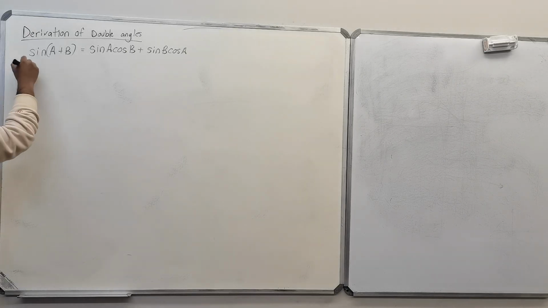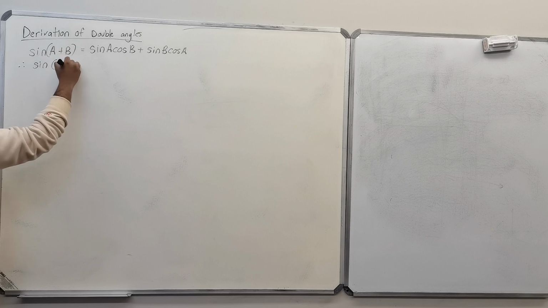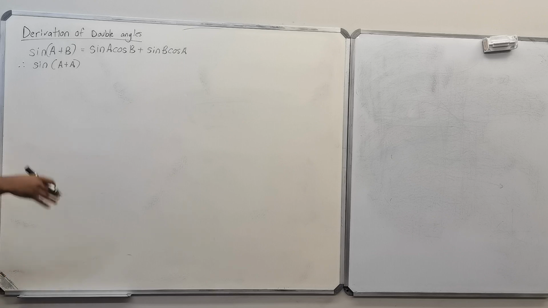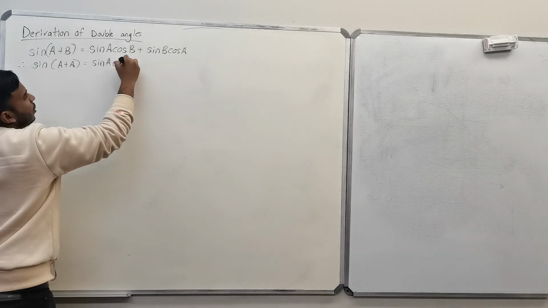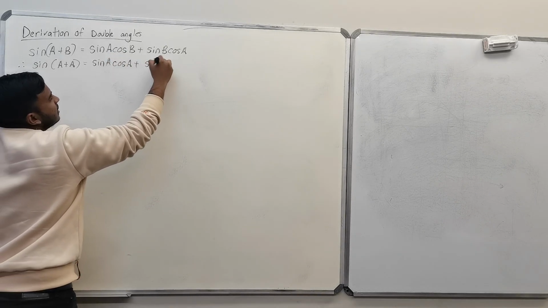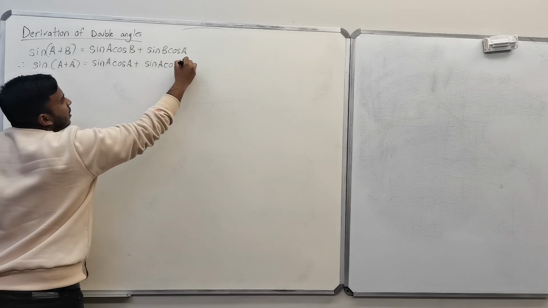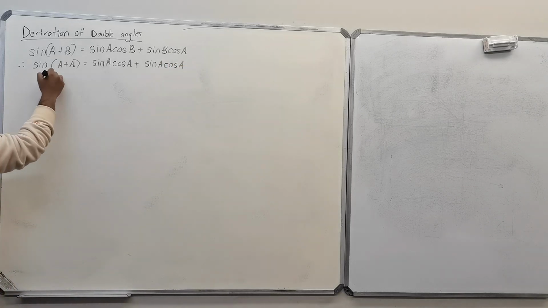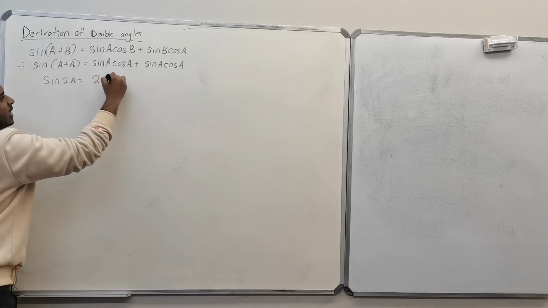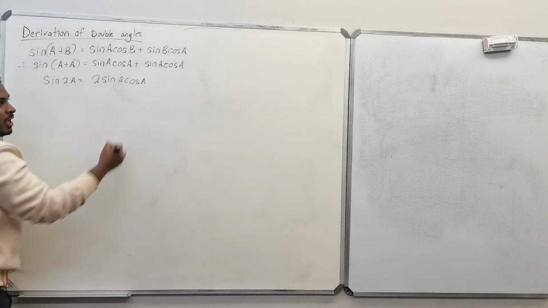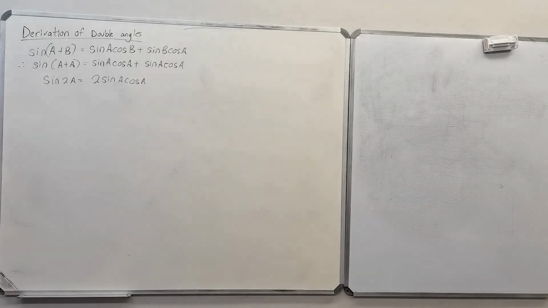Now, what happens in the instance where you have sine of A plus A? There are two terms. What happens if the two terms are the same thing, like sine 30 plus 30 or 45 plus 45? This would now become sine A cos A plus sine A cos A, right? And then sine of 2A is equal to 2 sine A cos A, and that's your double angle. That's the whole derivation. Difficult, huh? That's the whole derivation, right?